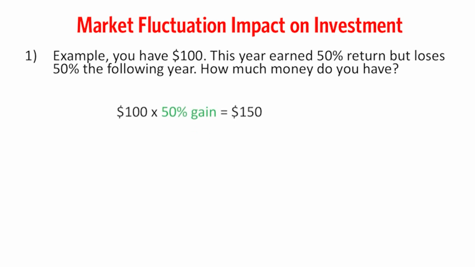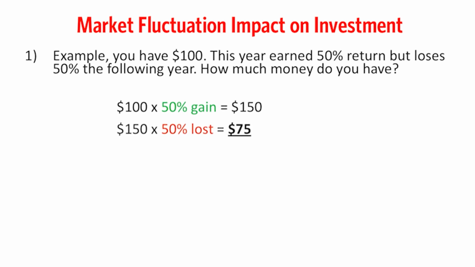The math does not lie. The first year you earn 50% of your $100 investment. So at the end of the year, you should have $150. Now the following year, your $150 loses 50%, you end up with $75. Wait, hold up, Jerry. Are you telling me my investment goes up 50%, then down 50%, and I lost $25? Yes.